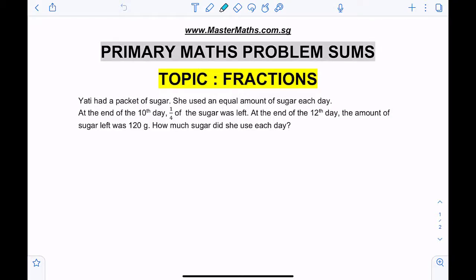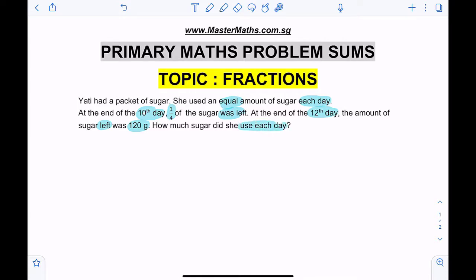Yati had a packet of sugar. She used an equal amount of sugar each day. At the end of the 10th day, 1/4 of the sugar was left. At the end of the 12th day, the amount of sugar left was 120 grams. How much sugar did she use each day?